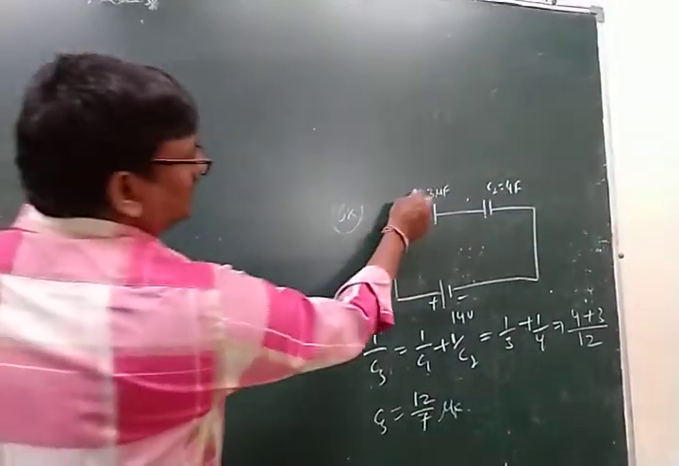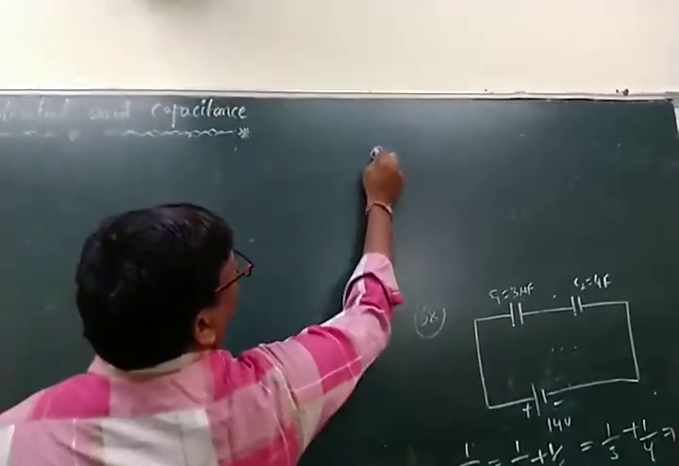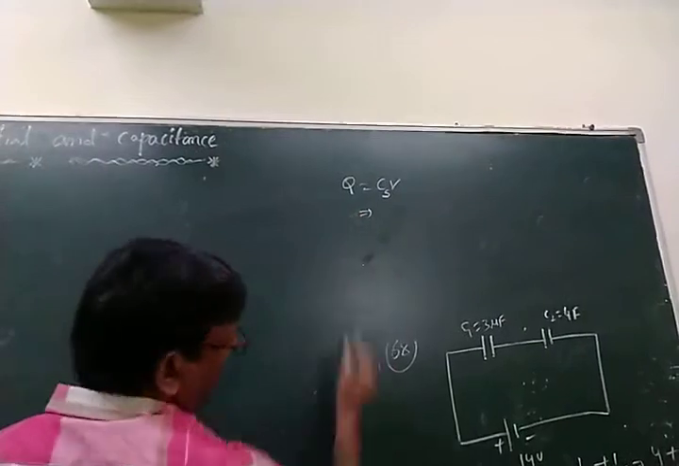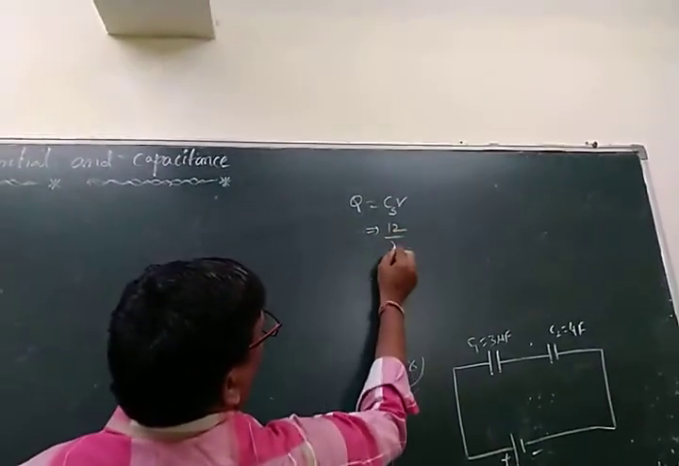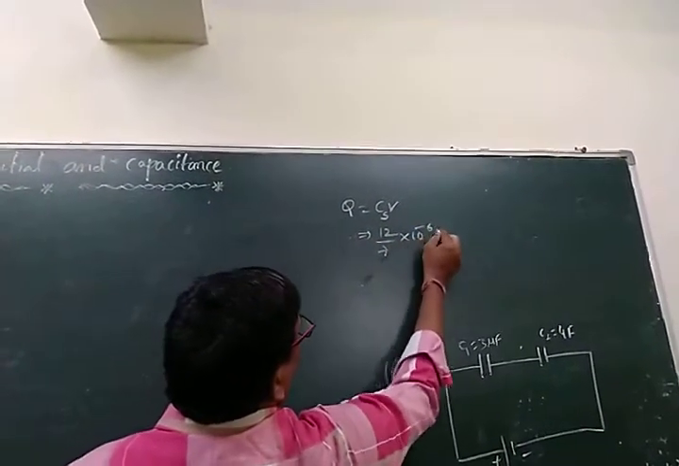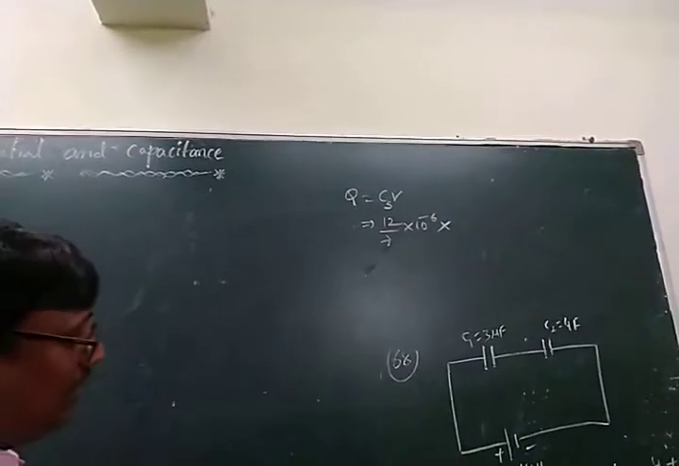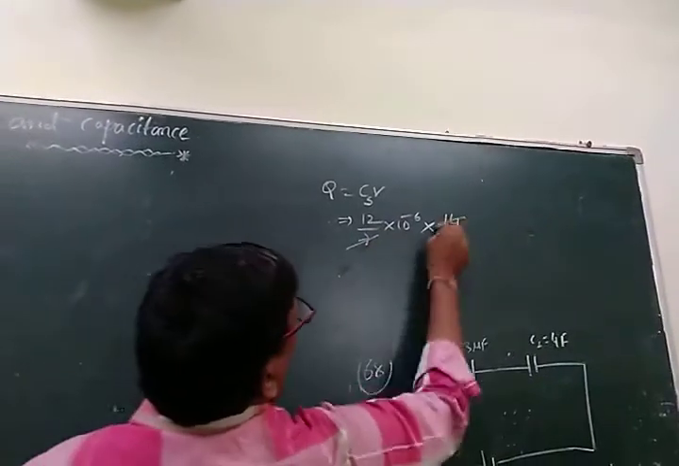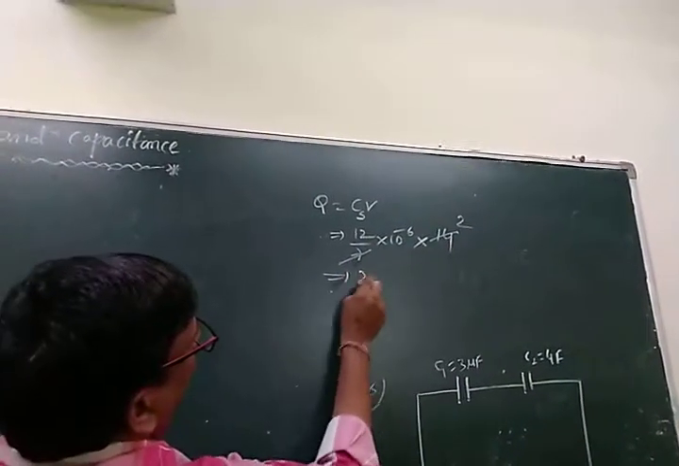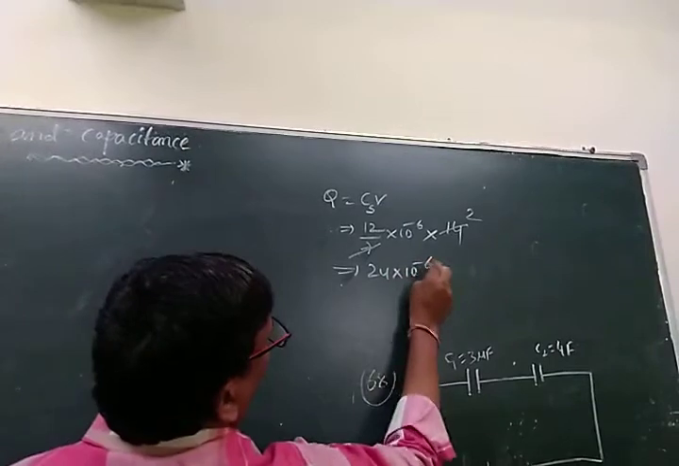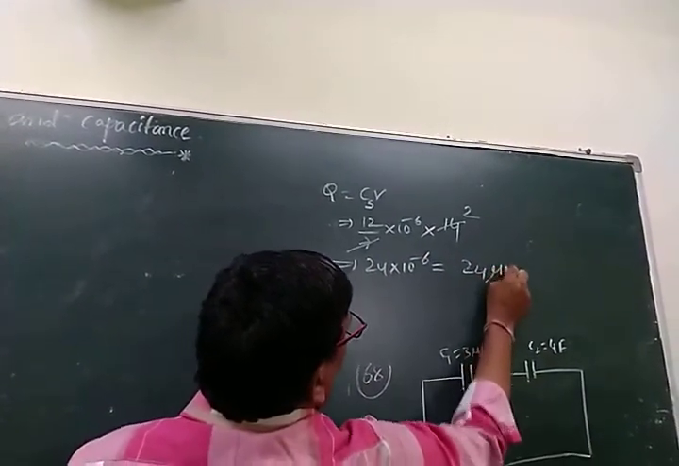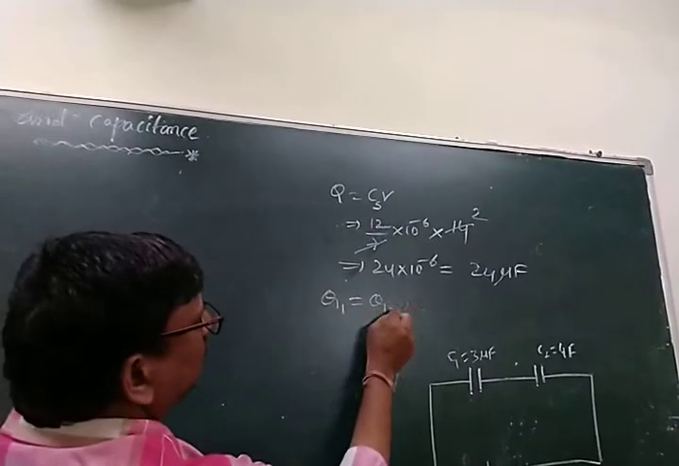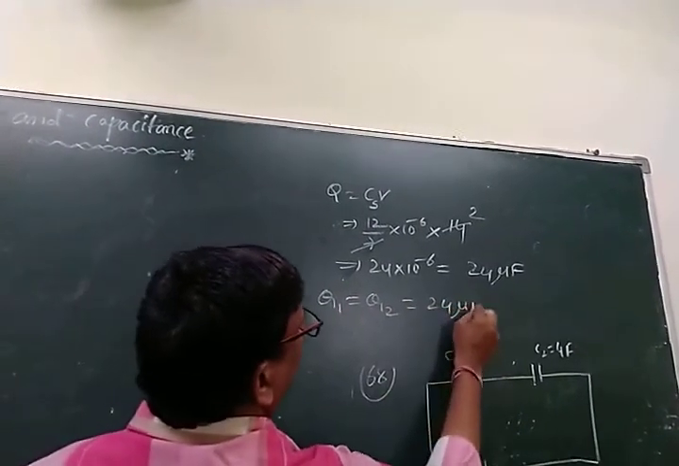Then find out the charge on the capacitor. Charge Q is equal to C into V, where C is nothing but Cs, which is 12 by 7 into 10 power of minus 6 farad, into V. The potential is 14. Taking the 14, 7 goes twice, so 2 into 12 is 24 into 10 power of minus 6, that is 24 microcoulomb. Each capacitor has the same charge, Q1 is equal to Q2 is equal to 24 microcoulomb.